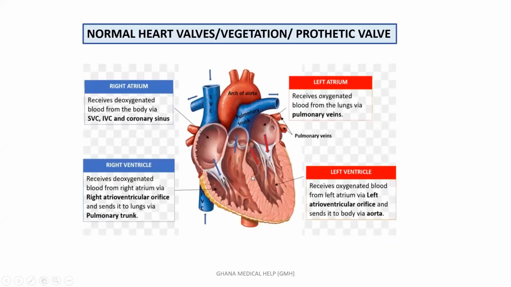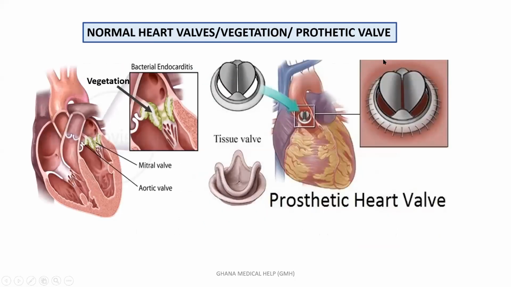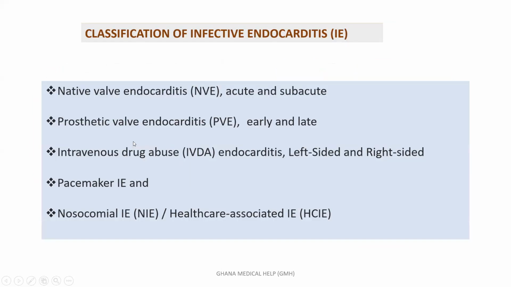So these are our normal heart valves. We have our tricuspid valve here, the mitral valve, the pulmonic valve, and the aortic valve too. And this is a prosthetic valve. We have our vegetations, as we can see here.